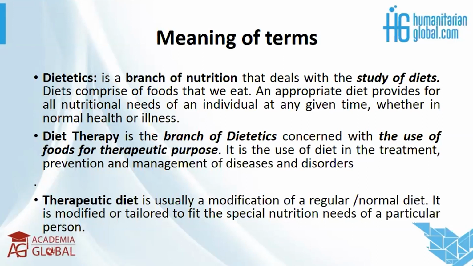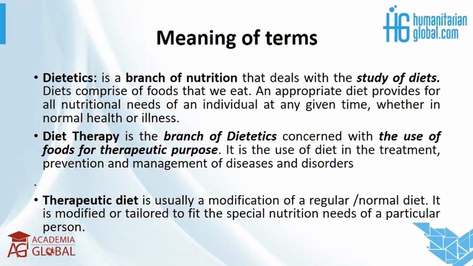But now there are many branches of nutrition, and one is called dietetics. And here we are defining it as a branch of nutrition that deals with the study of diets. That is why the word is also coming out from diet. And just to remind ourselves, a diet is comprised of the foods that we eat as a habit, and an appropriate diet provides for all nutritional needs of an individual at any given time, whether in normal health or illness.